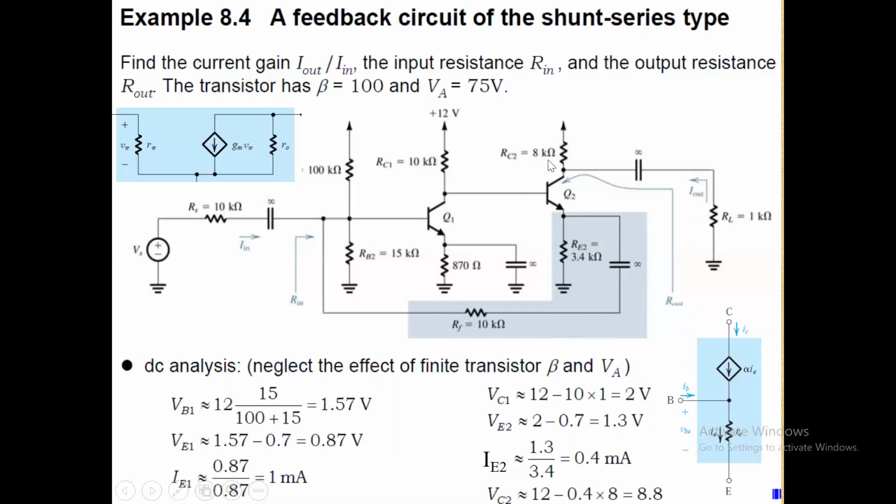So 12 minus 8 into IC2, which is considered the same as IE2, is 12 minus 0.4 into 8, that will give us 8.8 volts at this place. 8.8 volts at this place at DC. That means when we are not giving any input voltage, the voltage here is 8.8 volts.